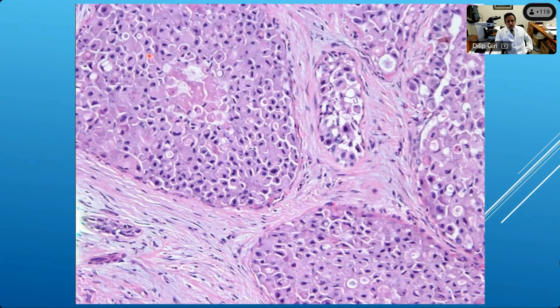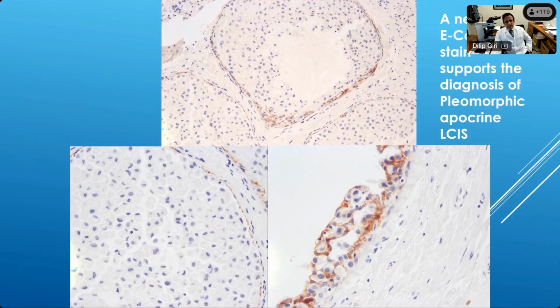as you will see, these cells are discohesive. They are falling apart. They are not tightly arranged, cemented to one another. So this kind of falling apart is more a feature of lobular proliferation than that of ductal. And the way that you can resolve this is actually by doing stains. So here is an E-cadherin stain which shows absence of E-cadherin in these neoplastic cells.